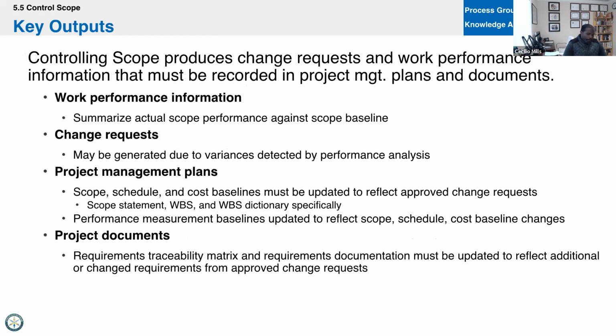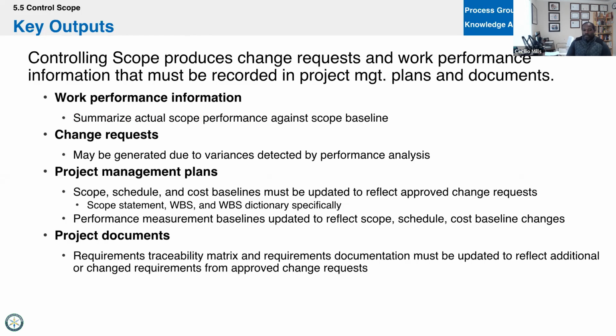So key outputs, work performance information. What's the degree of variation and the magnitude of variation from the scope baseline? What's the cause of it? That will be the work performance information. How is the actual scope performing against the scope baseline?